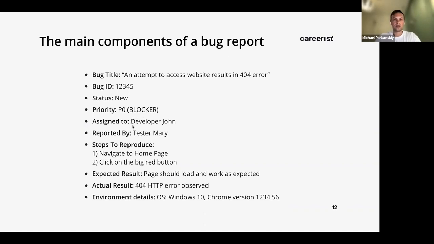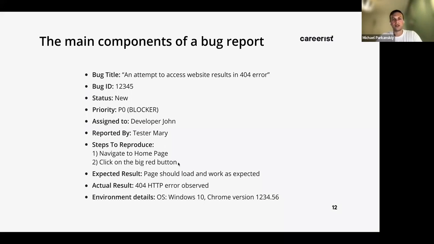Assign to, this is whoever is fixing this bug, or if it's a tester, whoever is verifying this bug. Reported by, this is usually you as a QA, the person who reported this. This way developers know if they need to reach out to you and ask you a question about this bug.